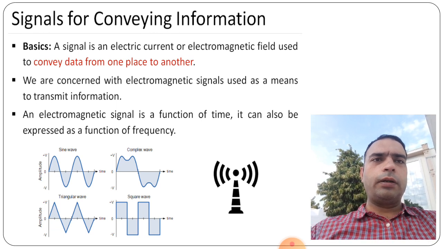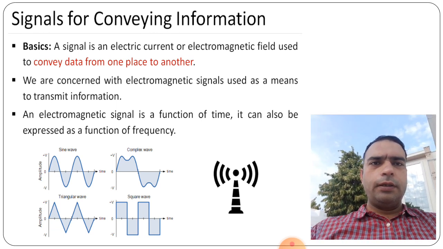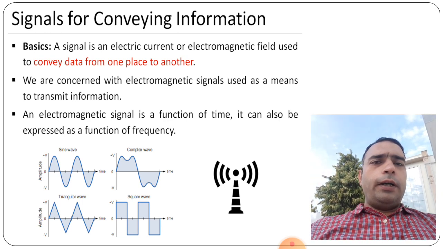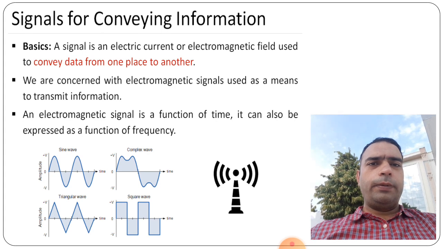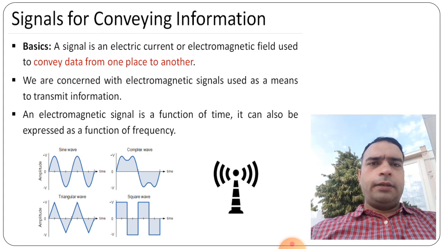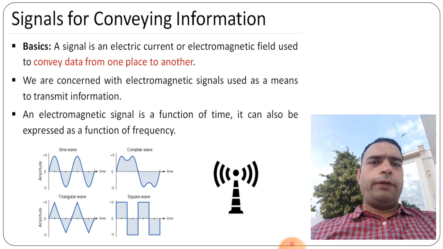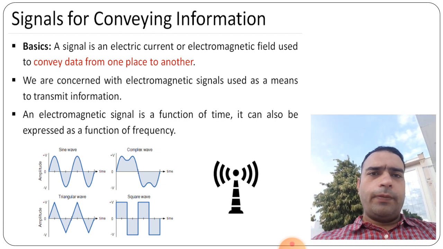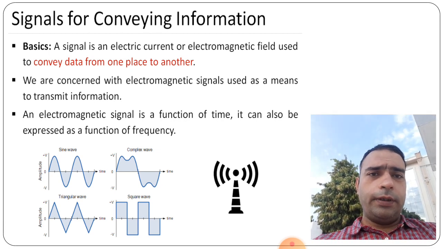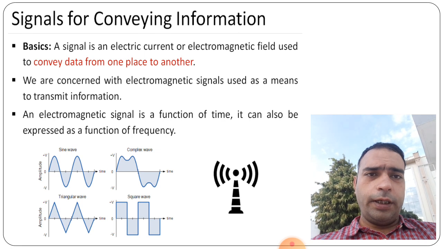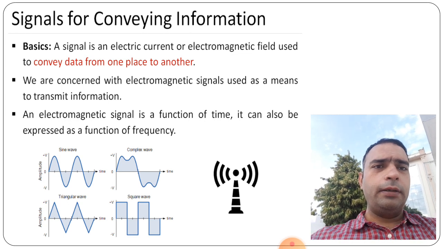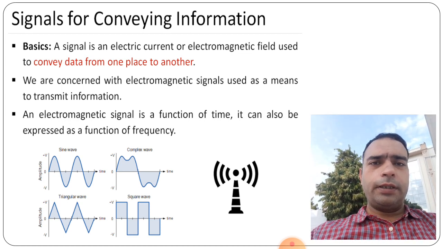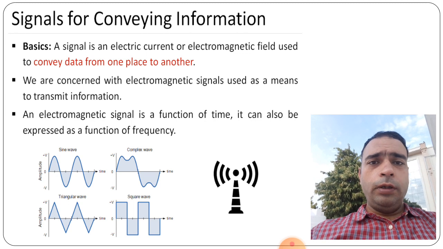An electric current and electromagnetic field, we can say, okay. An electromagnetic signal is a function of time. It can also be expressed as a function of frequency, we can say. And here in the bottom we are seeing some different types of waves, that is the data that can be in such a waveform.